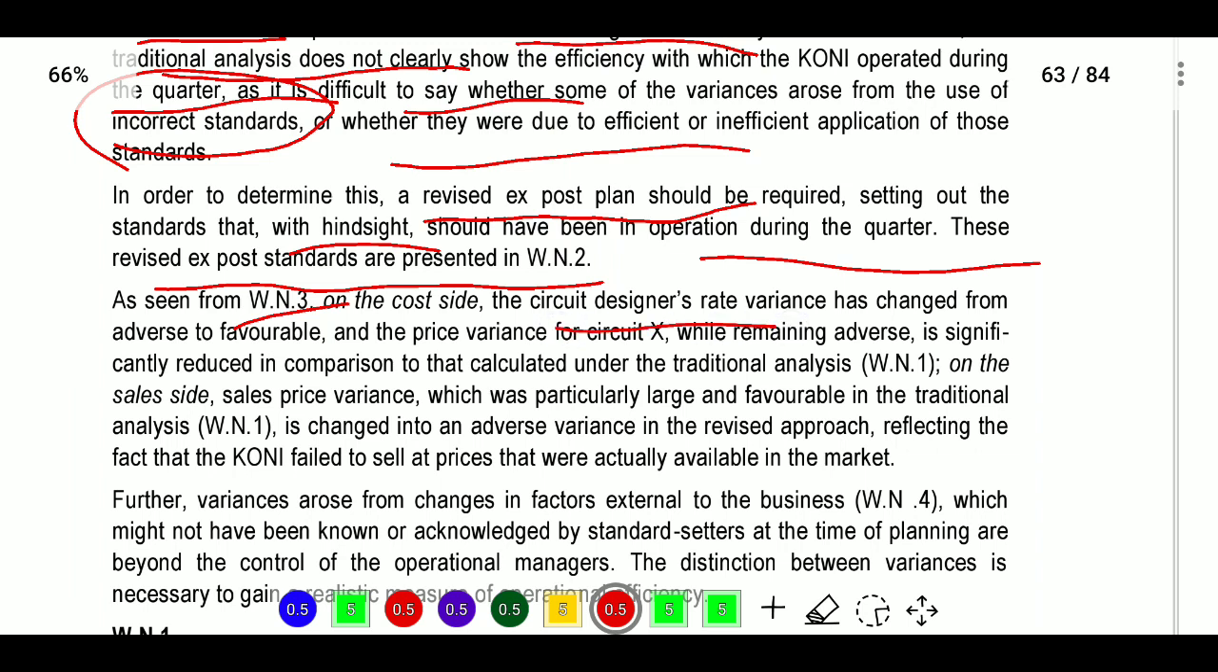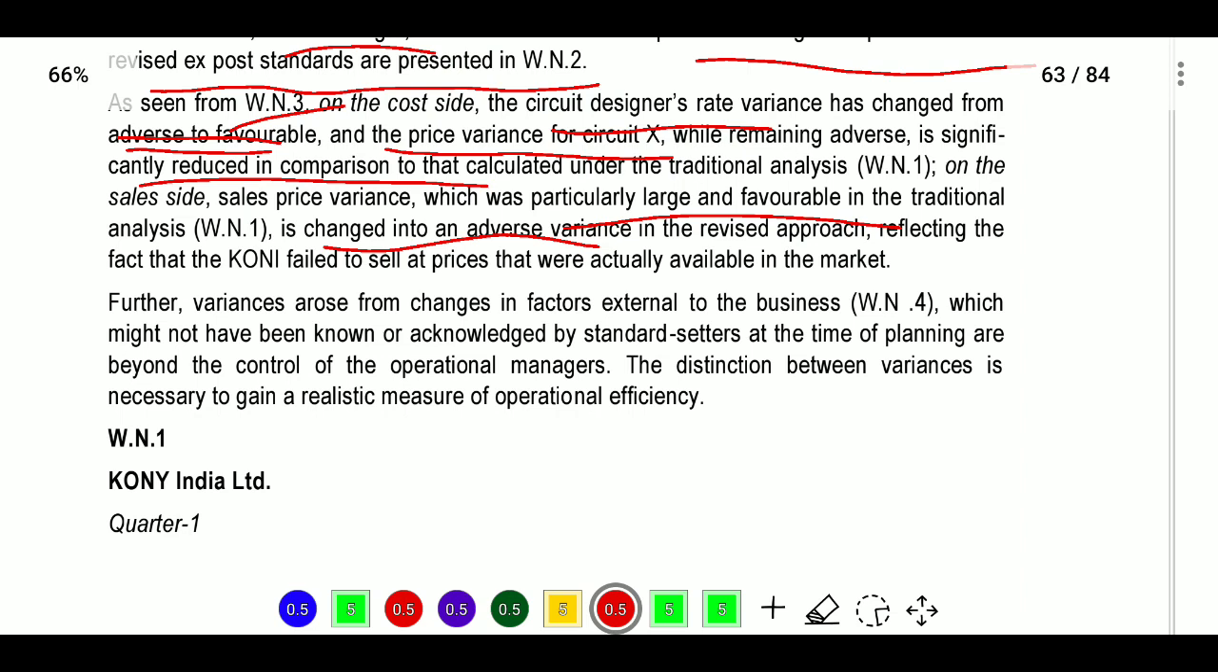What is happening there? There is adverse, which was converted to favorable, and where the price variance of circuit X, while remaining adverse, is significantly smaller. If we see the two, one was changed from that. We will discuss it here, and particularly large and favorable variances in the traditional analysis are changed into adverse variances in the revised approach. Next, further variances arise from changes in factors external to the business, provided in working note number 4, which might not have been acknowledged by standard setters at the time of planning. So we will write this in paragraph 5.